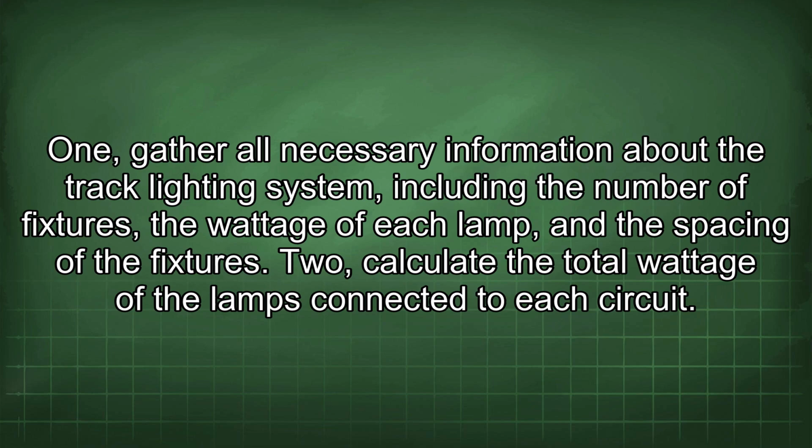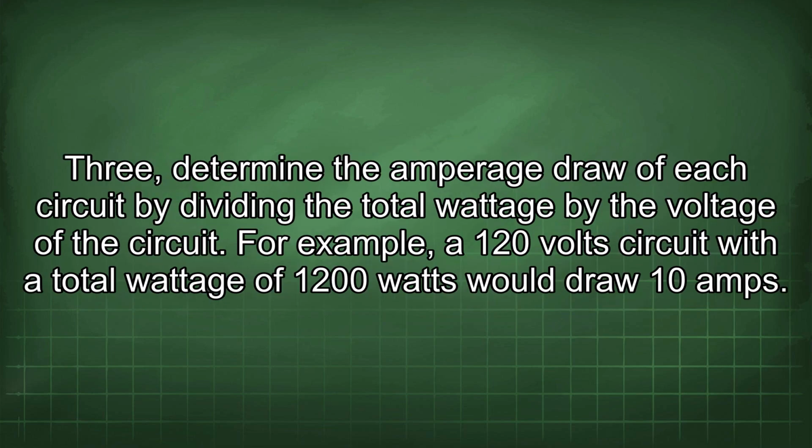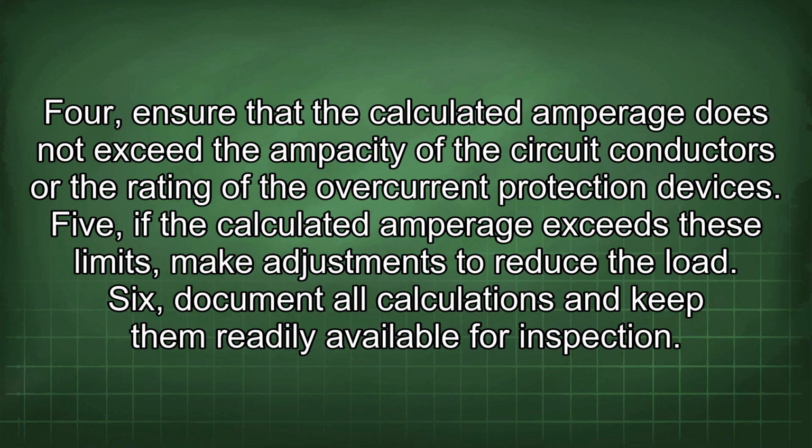2. Calculate the total wattage of the lamps connected to each circuit. 3. Determine the amperage draw of each circuit by dividing the total wattage by the voltage of the circuit. For example, a 120 volt circuit with a total wattage of 1200 watts would draw 10 amps. 4. Ensure that the calculated amperage does not exceed the ampacity of the circuit conductors or the rating of the overcurrent protection devices. 5. If the calculated amperage exceeds these limits, make adjustments to reduce the load. 6. Document all calculations and keep them readily available for inspection.